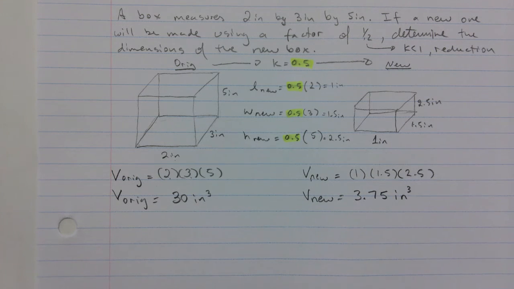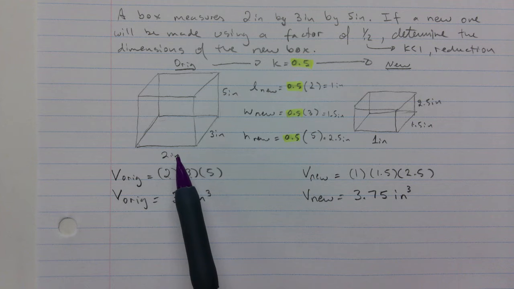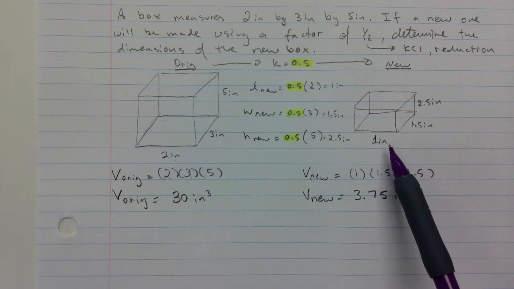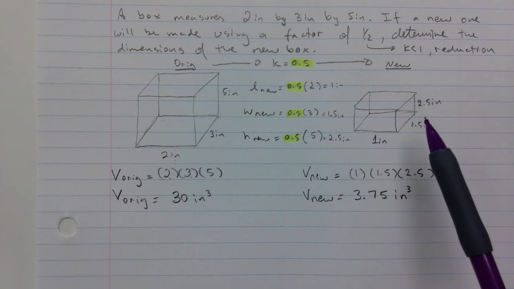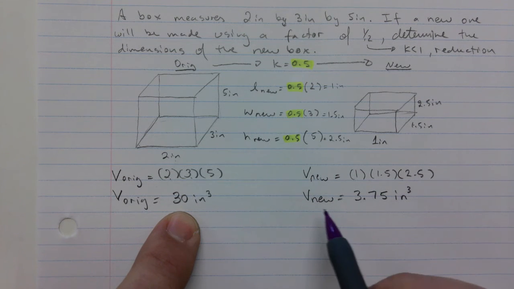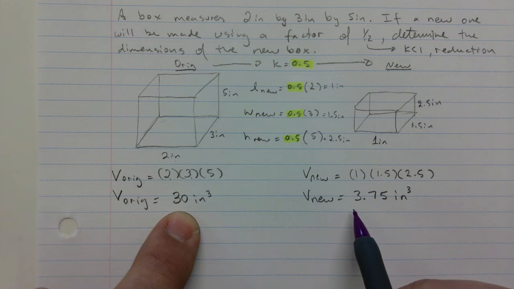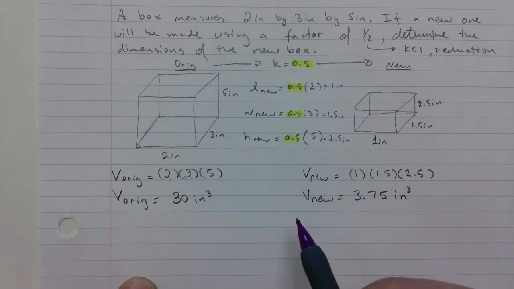Now, again, it's fairly easy to see when you're looking at the linear dimensions, the one-dimension values, that 2 goes to 1. I can see that it was reduced by half. And if you look at all the other sides, they've always been affected by a factor of k. However, you can see that the volume is not half. It is definitely not half when you compare the new and the original.